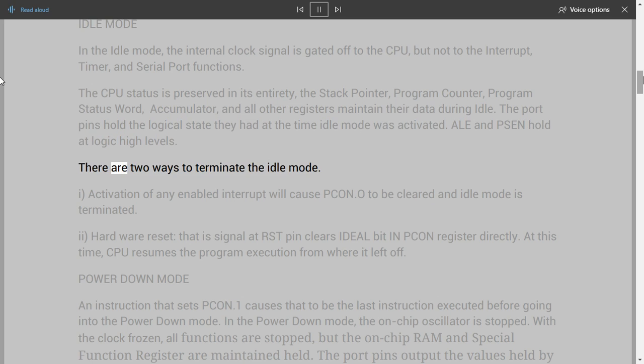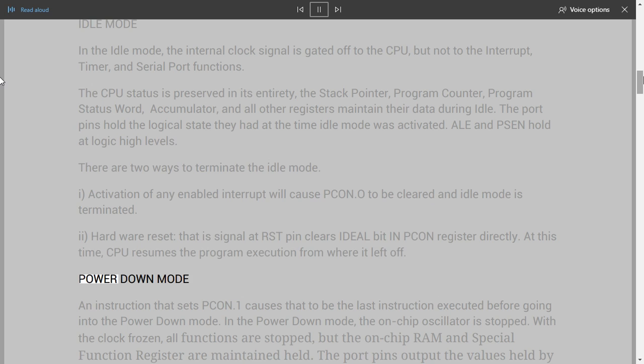There are 2 ways to terminate the idle mode. 1. Activation of any enabled interrupt will cause PCON.0 to be cleared, and idle mode is terminated. 2. Hardware reset, that is, the signal at the RST pin clears the idle bit in the PCON register directly. At this time, the CPU resumes program execution from where it left off.